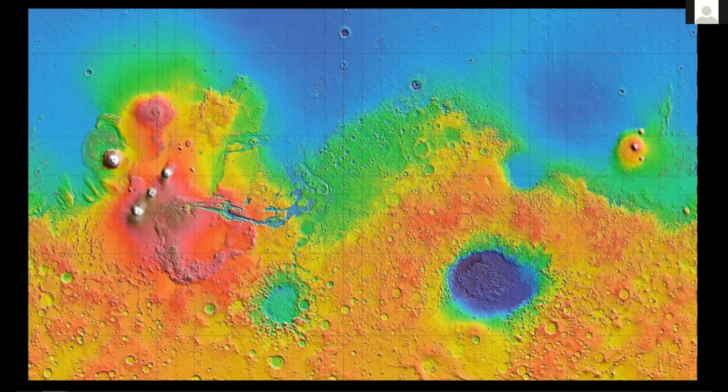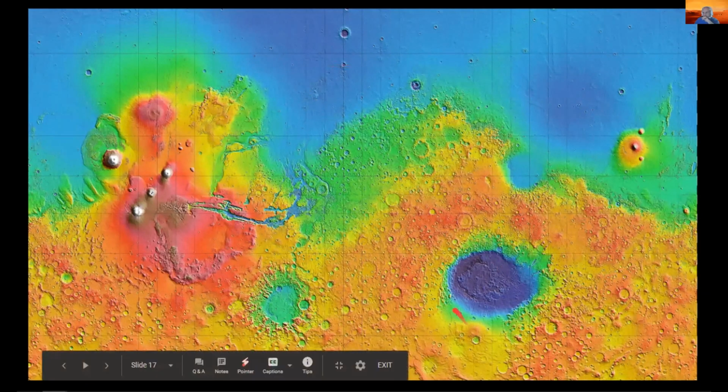There's a pretty noticeably low basin in the southern hemisphere. Yep, that's right. This is the lowest point of Mars here. So that dips down pretty far in there. Mm-hmm. What else?